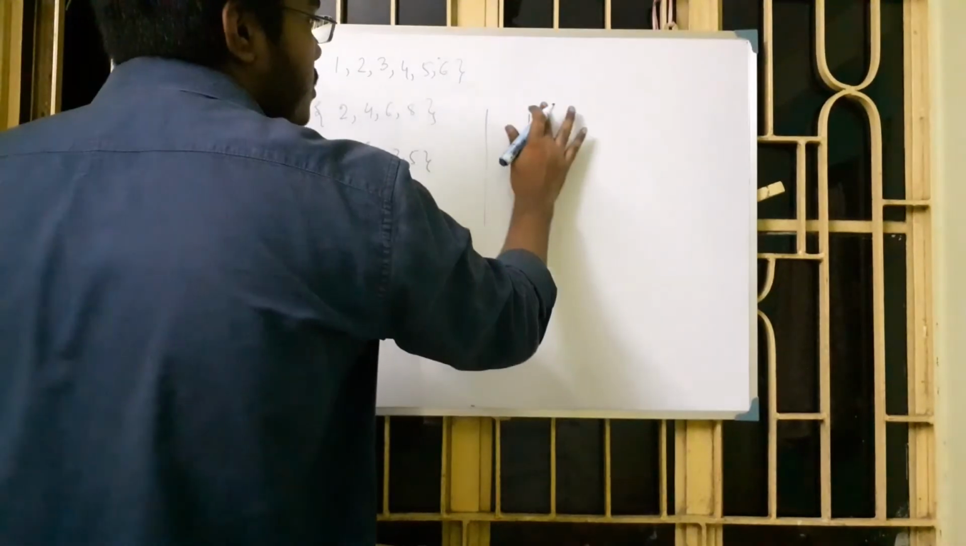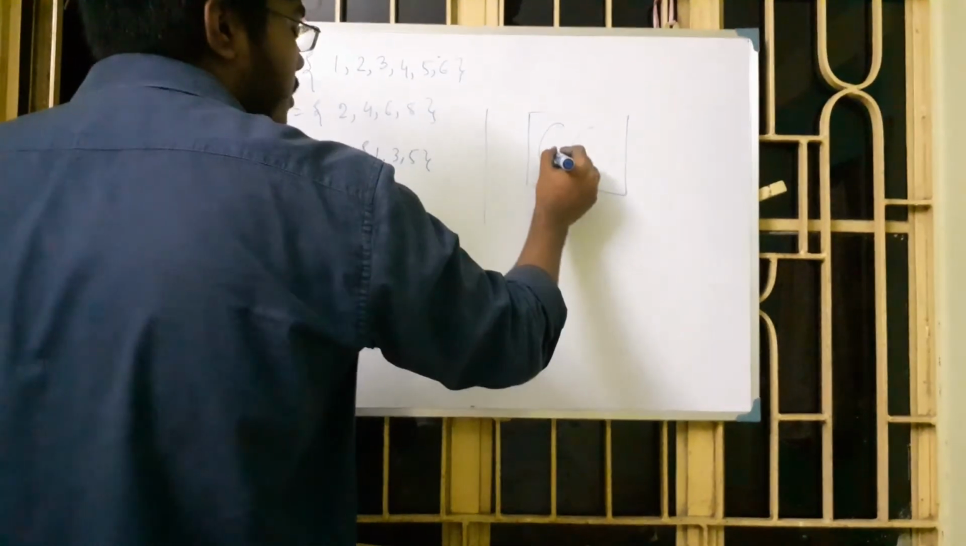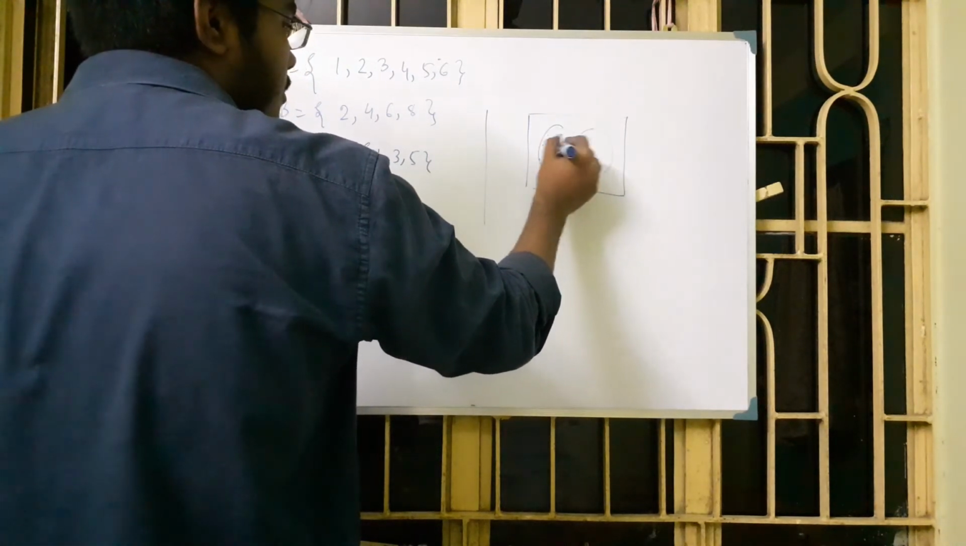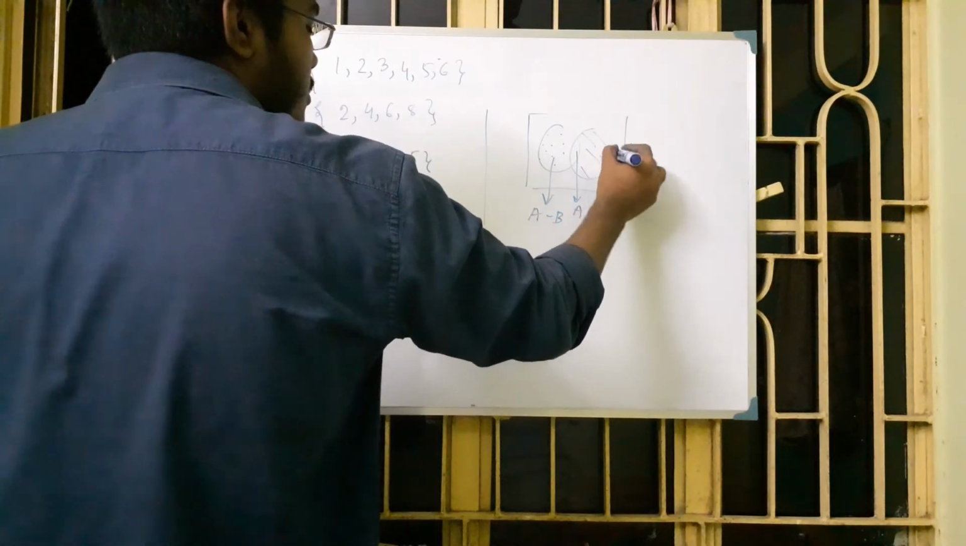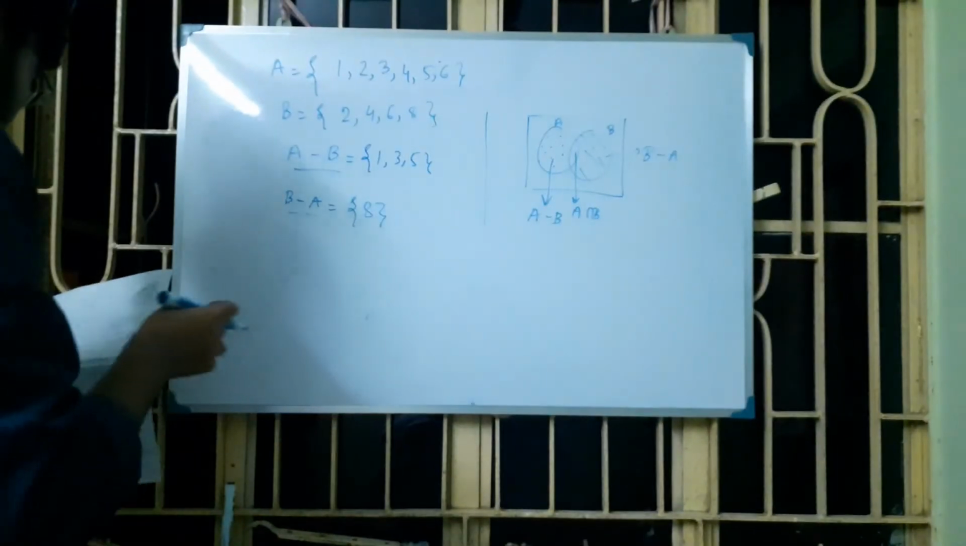Now what is the representation of A minus B? If this is set A, this is B, then this is A minus B. Okay, only this thing. This is A intersection B and this is B minus A, if this is set A and this is set B.